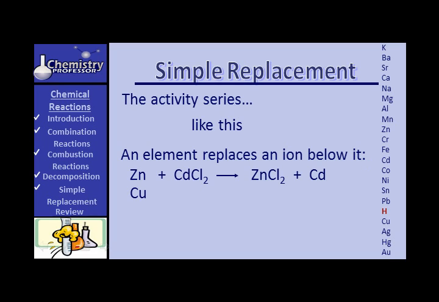Copper. Okay, here's copper plus silver nitrate. Where's silver? There's silver. Will you get a reaction? You will if the element copper is above the ion silver in the compound. And the answer is yes, it is. So yes, you should get a reaction. And you will produce cupric nitrate and silver.